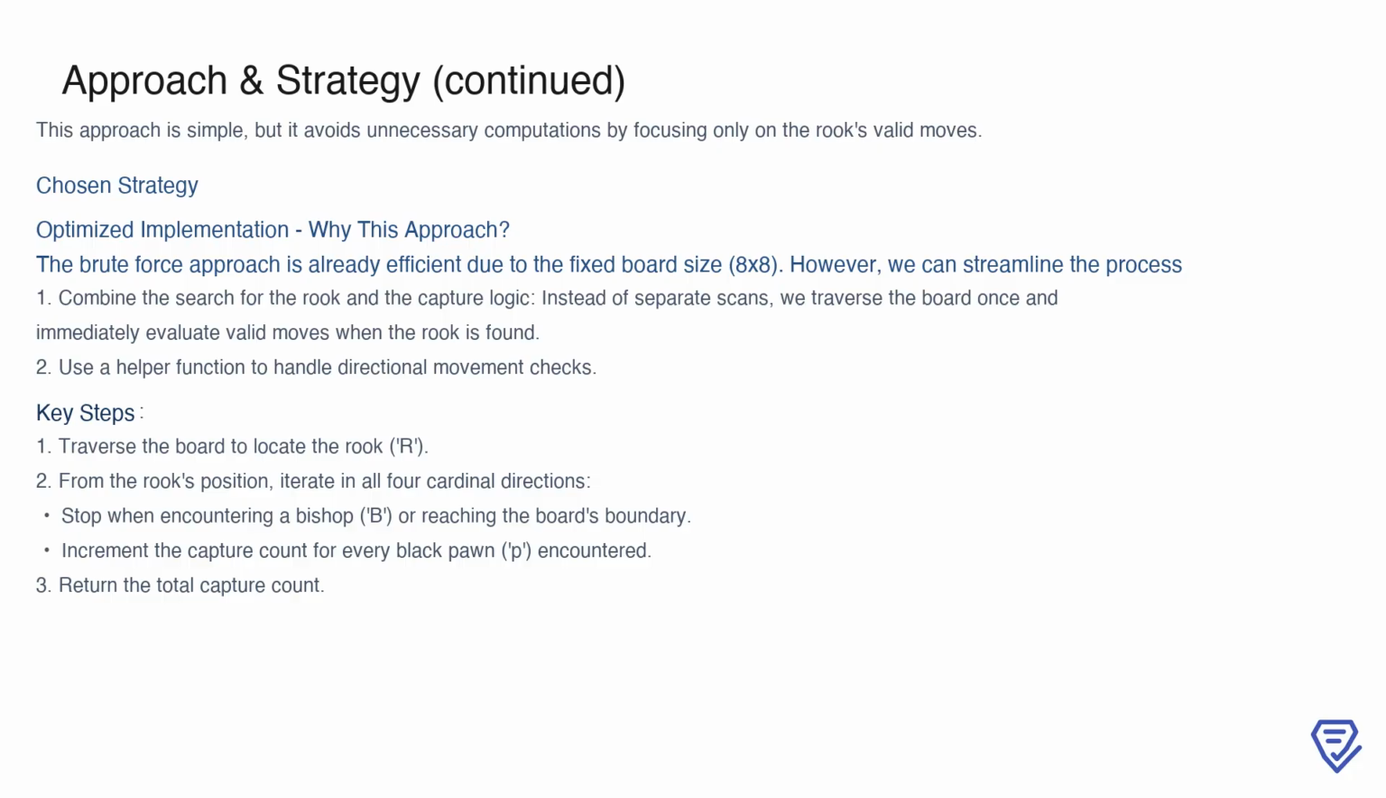To streamline this even further, we can use a helper function to handle directional movement checks, which simplifies the logic and makes the code more modular. The key steps in this approach include traversing the board to locate the rook, evaluating its moves in each direction as soon as it's found, stopping the evaluation when encountering a bishop or the edge of the board, and incrementing the capture count for every black pawn encountered. Once we've completed this process, we simply return the total number of captures.